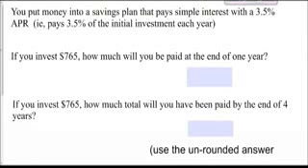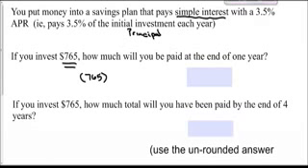Okay, talking about savings plans. When we talk about simple interest, that means that it's getting paid on your initial investment only, not on money that's been deposited later. So it's getting paid only on the initial investment, which we call a principal amount, and it gets paid at the end of each year. So if we invest $765 and we want to know how much is paid at the end of 1 year, we simply take $765 and we calculate 3.5% of it.